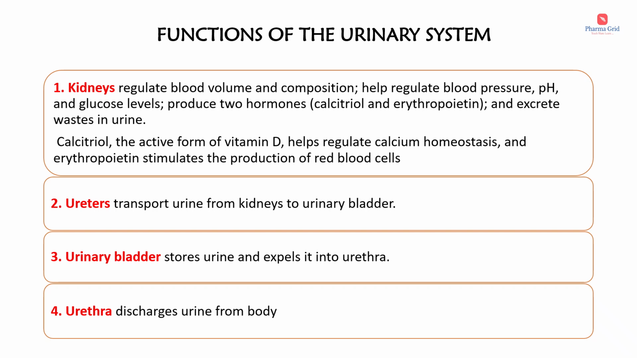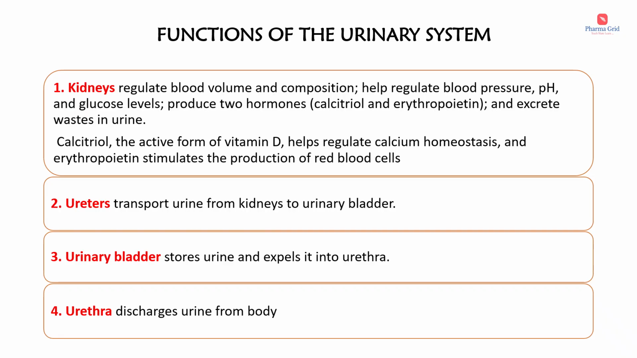Next function is regulating the blood pH. Kidneys excrete a variable amount of H plus ions into urine and conserve bicarbonate ions, which are an important buffer for H plus ions in the blood. So both of these activities help regulate the blood pH. The next function is the regulation of blood glucose. Like the liver, kidneys can use the amino acid glutamine in gluconeogenesis. Gluconeogenesis is nothing but the synthesis of new glucose molecules.